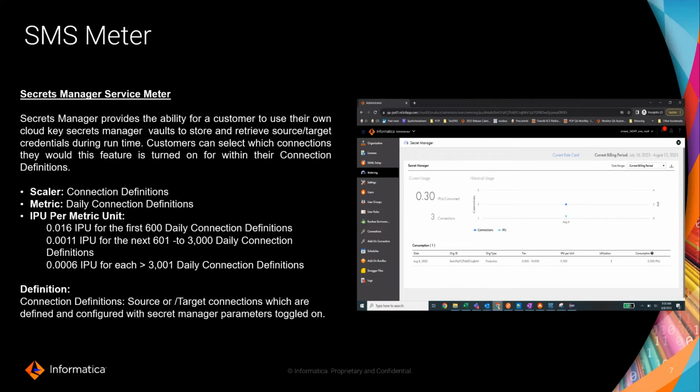When Secret Vault is enabled, it's based on definition and not connection usage. This is not based on consumption, it's based on definition. So if the job is being called 10 times a day, you will only be charged for the day based on the definition and not how many times the job runs a day. Now, if there are four connection definitions in the same job, then you will get charged four times. And here you see the IPU per metric unit based on the first 600 daily connections, and then for the next 601 to 3,000, and then for 3,001 and up.